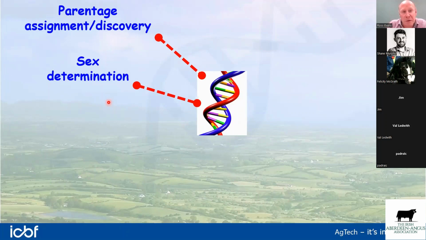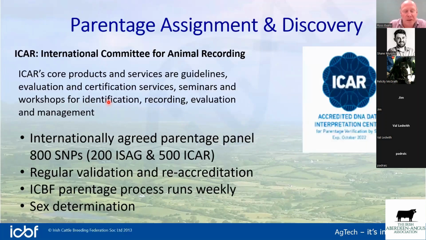So the first one I'm just going to cover is the area of parentage assignment and discovery, and linked to that is the sex determination. So ICBF are active members of ICAR, which is the International Committee for Animal Recording, and it's a global organization. Some of you may have heard of it. Its core remit is to develop products and services such as guidelines for evaluations and certification services. They organize seminars and workshops on 4 key areas around animal identification, recording, evaluation, and management.